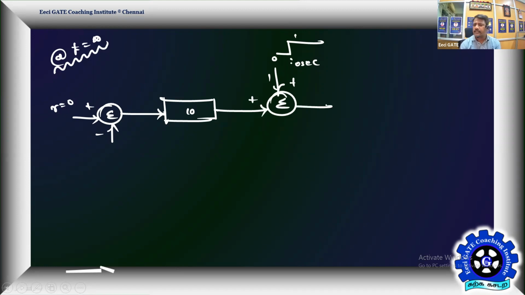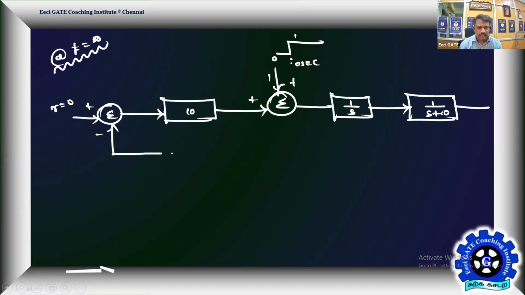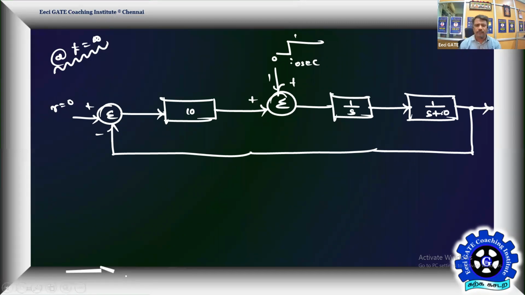Then here, let me play carefully. Let me split this into two boxes. One is 1 by s. Another box, I will take as 1 by s plus 10. So you will comfortably play with the available integrator. That's the beauty of the problem. This is what exactly is expected from you when you have an integrator in the loop. If you really studied control systems well, this is how the problem has to be approached.